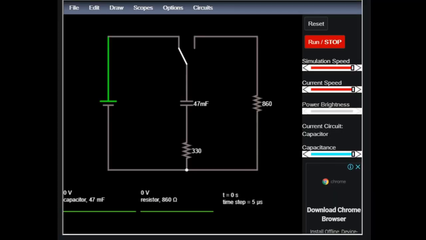Now I have changed the value of the capacitor. We're using 47 microfarad. And for the resistance R1 and R2, we're using 330 ohms and 860 ohms. Now let's run the simulation for charging the capacitor.